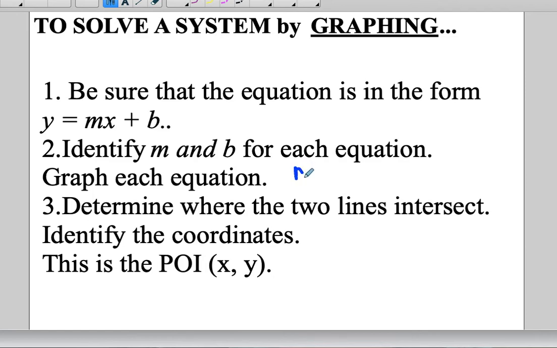So m, if you guys remember, is your slope, which is equal to rise over run. And our b value is our y-intercept, and that is where our line touches the y-axis.